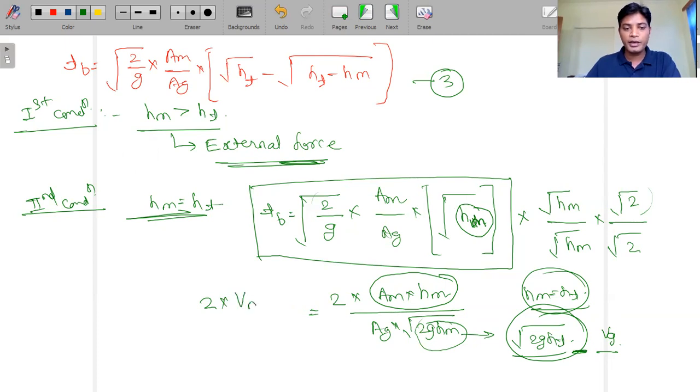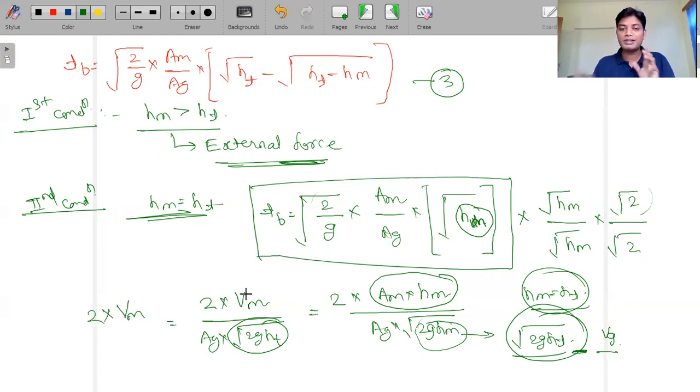So this is Vm, and that will be Ag into root 2gHt, and that is the velocity of the gate. So simply I'm writing that 2 into Vm, where Vm is basically the volume, please consider this capital V, and this is Ag into Vg, small vg. Okay, so this is the total time calculated by using the bottom gate.